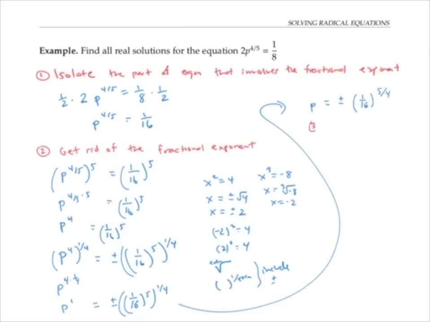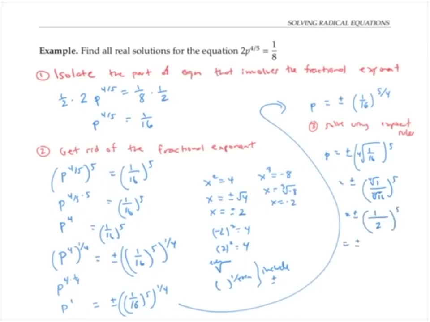And as I continue to solve using my exponent rules, I'm going to prefer to write this as 1/16 to the 4th root to the 5th power, because it's going to be easier to take the 4th root. Let's see, the 4th root of 1/16 is the same thing as the 4th root of 1 over the 4th root of 16. Raise all that to the 5th power. 4th root of 1 is just 1, and the 4th root of 16 is 2. Raise that to the 5th power. That's just going to be 1 to the 5th over 2 to the 5th, which is plus or minus 1/32.